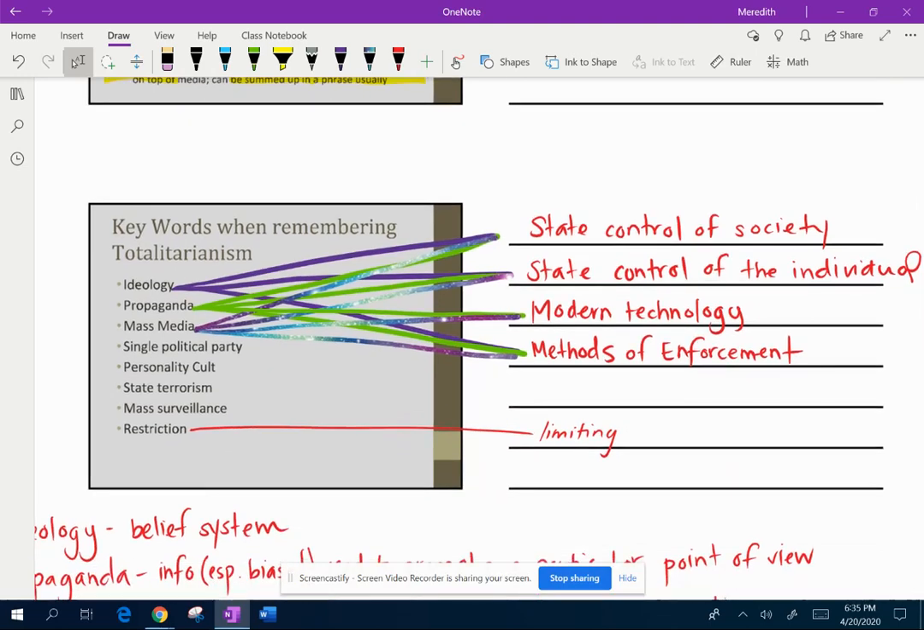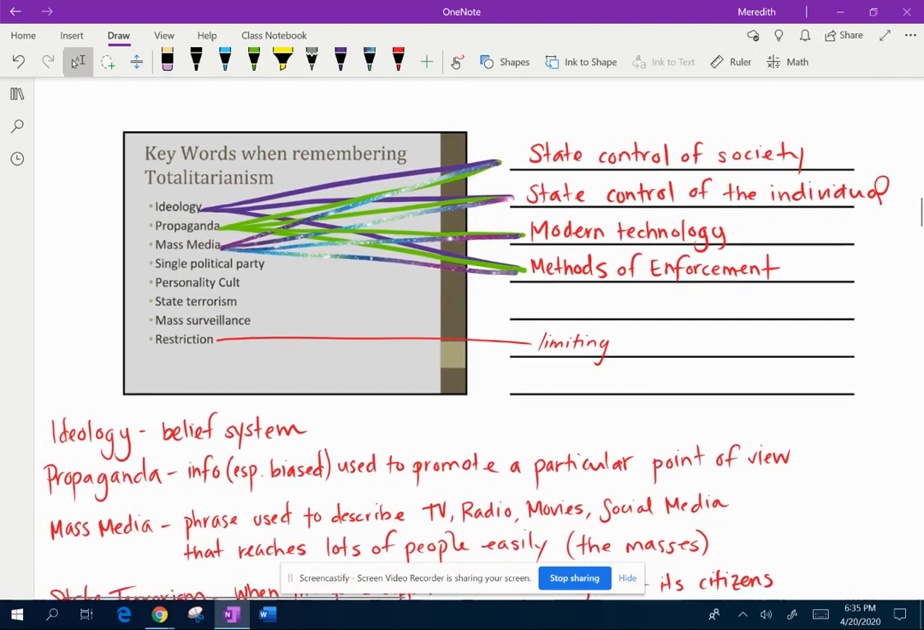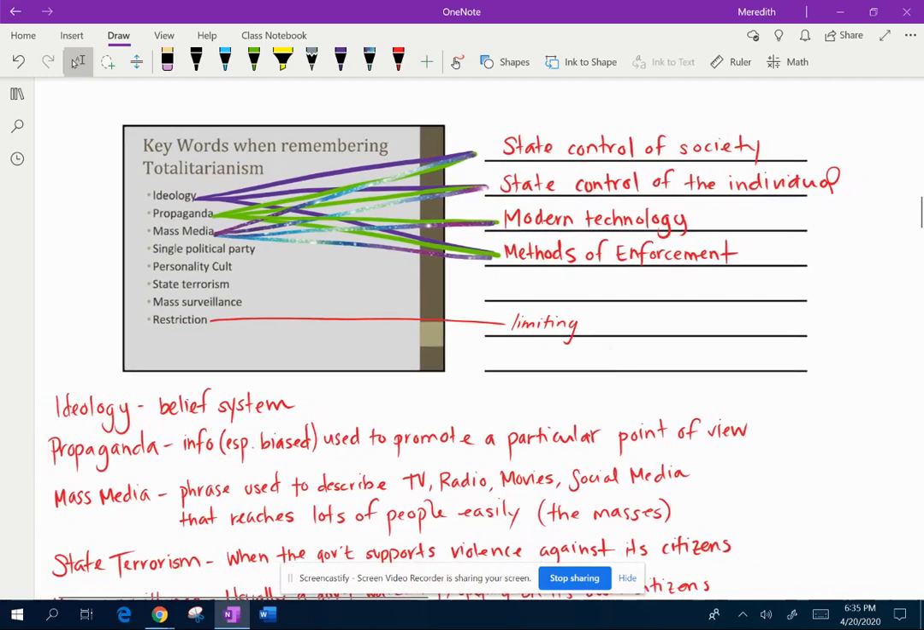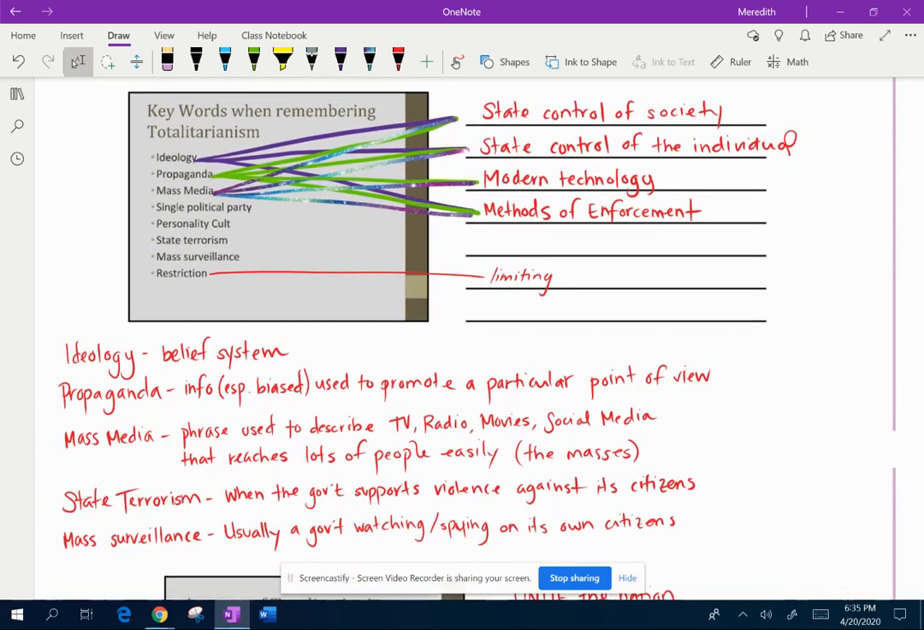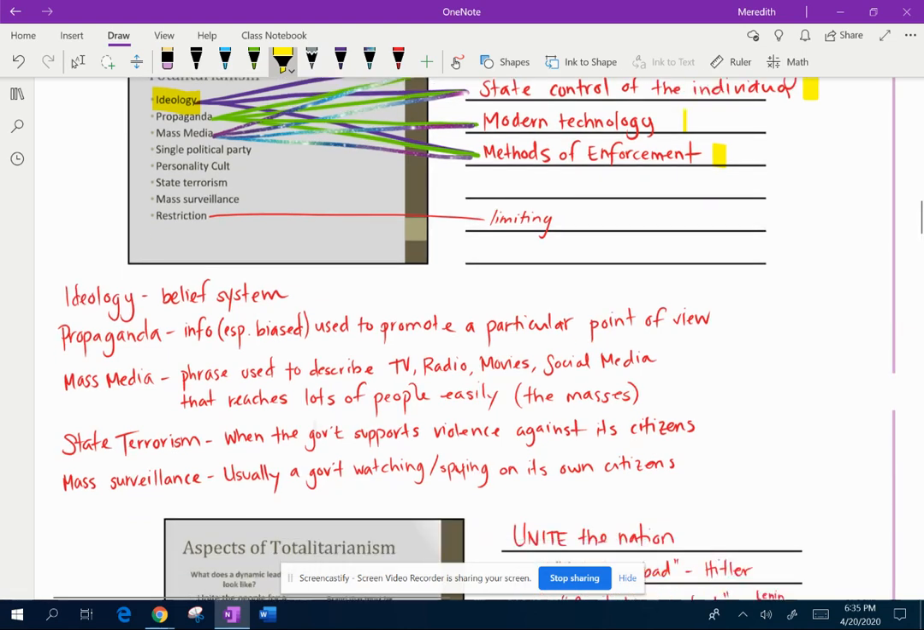Now, here are some key words when we are talking about remembering totalitarianism. And I started to draw connections from ideology, which is also an aspect of totalitarianism. How does that relate to state control of the society, state control of the individual, modern technology, methods of enforcement? And then as you guys can see, it interrelates with all of them. So I stopped at the third one.